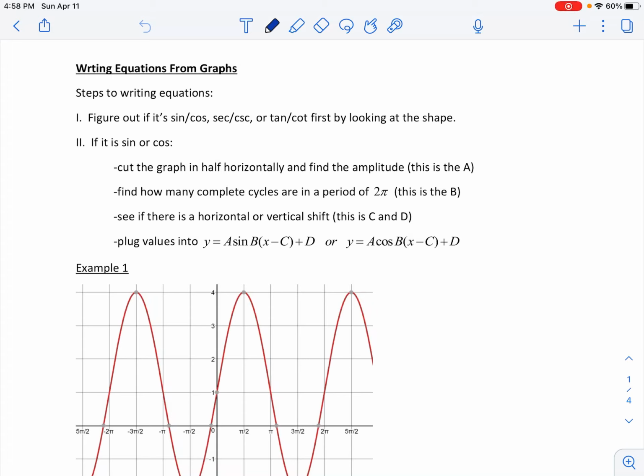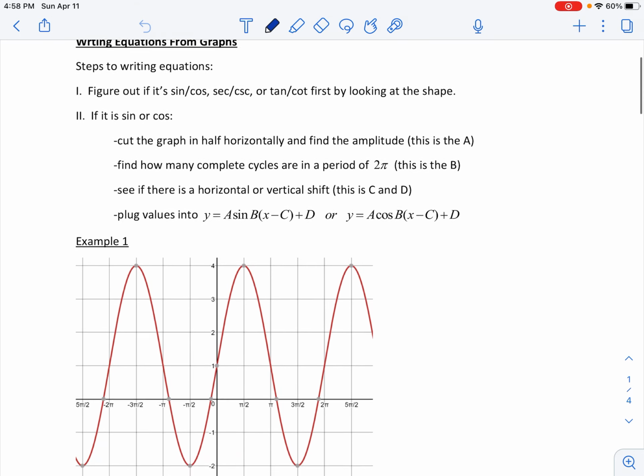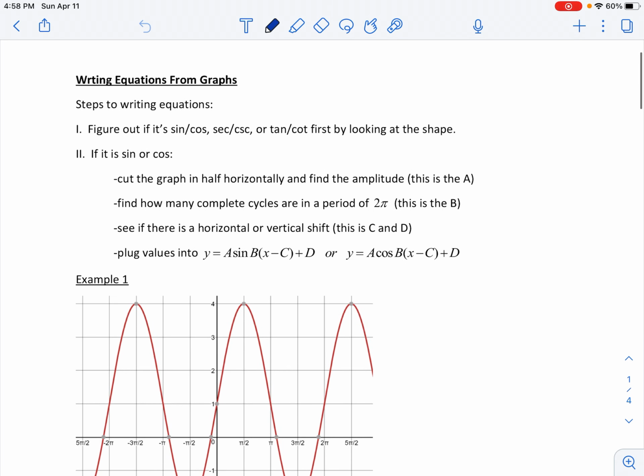Hey guys, so for our last topic in this unit, instead of drawing our own graphs, what we're going to do is look at a graph and try to go backwards and write its equation. So, kind of fun stuff, but it wraps it up really nicely and fills in any missing things that you might have missed along the way.